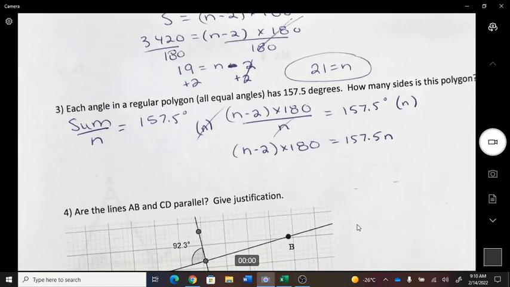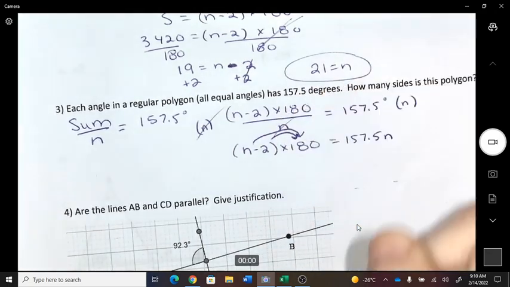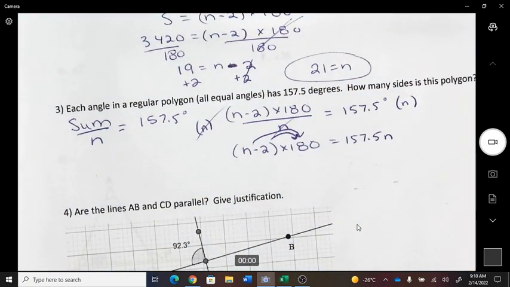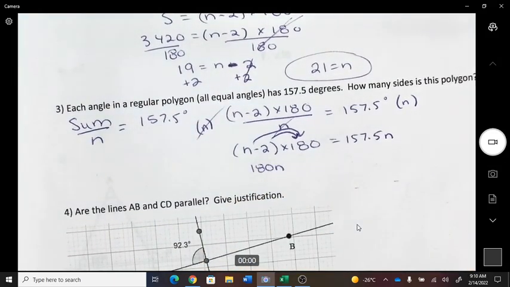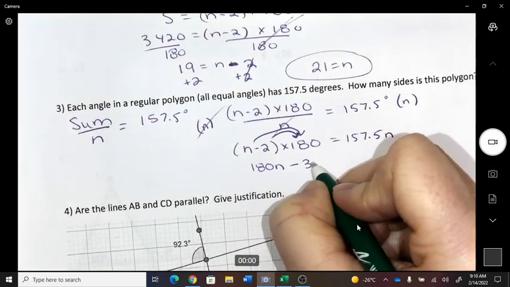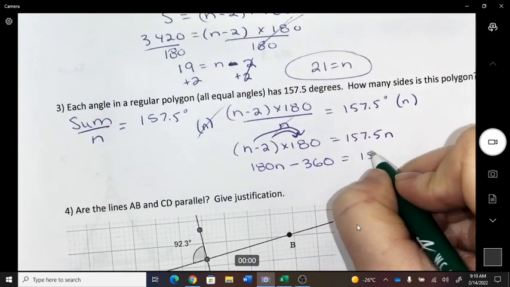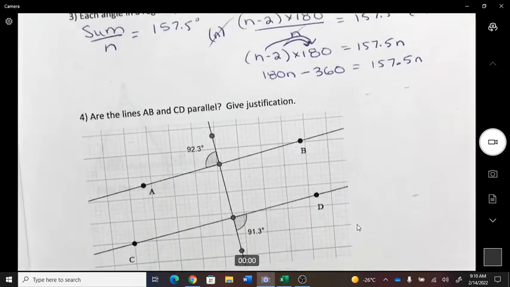Okay, next, I'm going to do this. Does that make sense what I did with the arrows? I have to times the brackets by 180. I have to times everything there. So 180n, that's the first part of that bracket, minus 360. Okay, so that's how algebra works. I have to distribute a bracket.